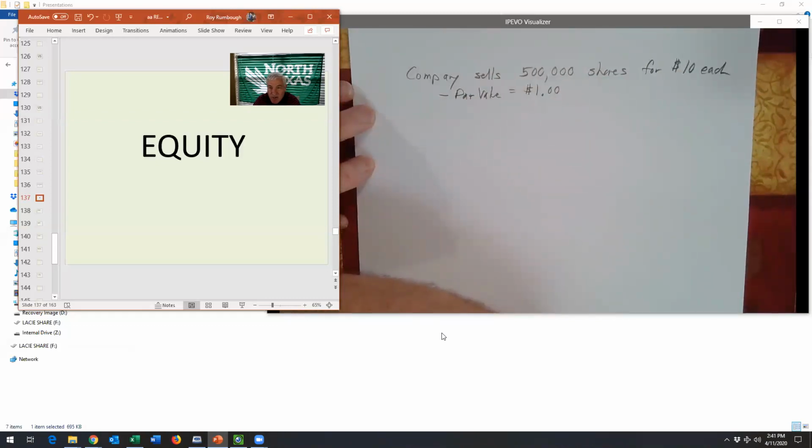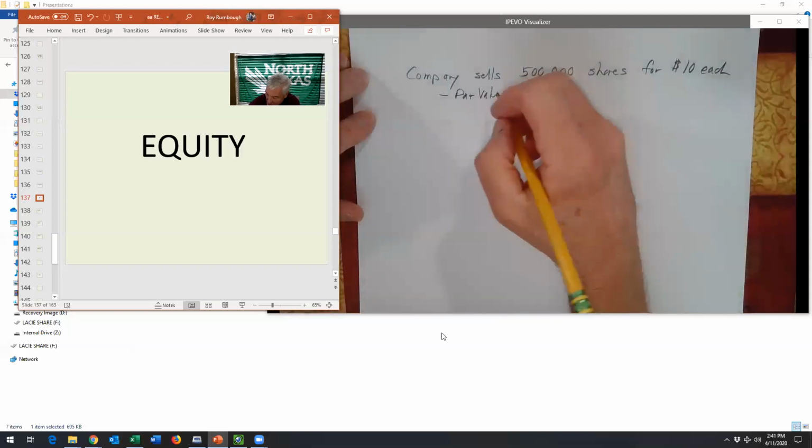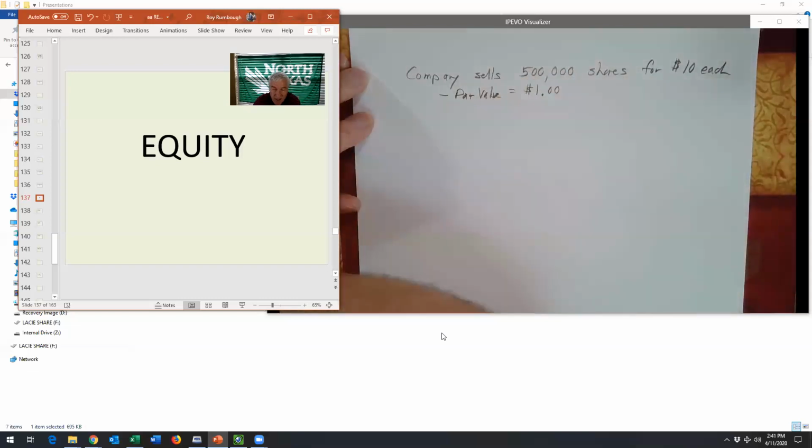And par value is usually set very low. And I think that helped in the older days. It's not as important these days what the par value is. But in the old days, there were some legal connotations in bankruptcy and other things. So you don't need to know any of that, but you have to know what the par value is so that you can do the journal entry.